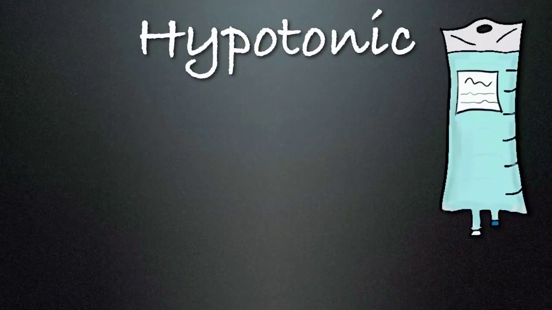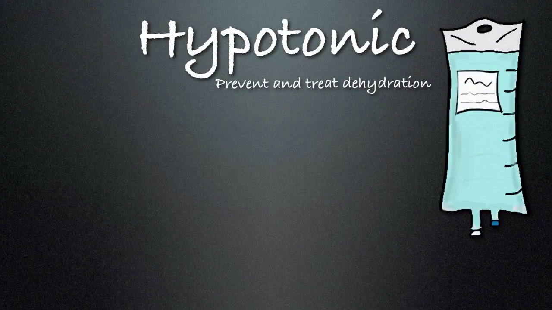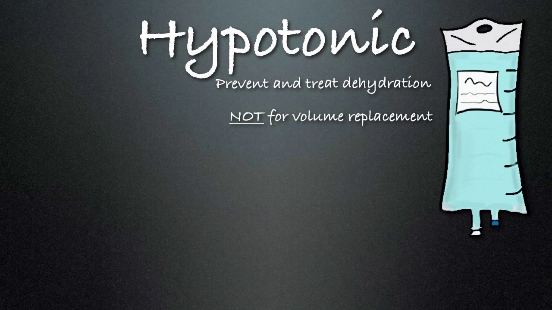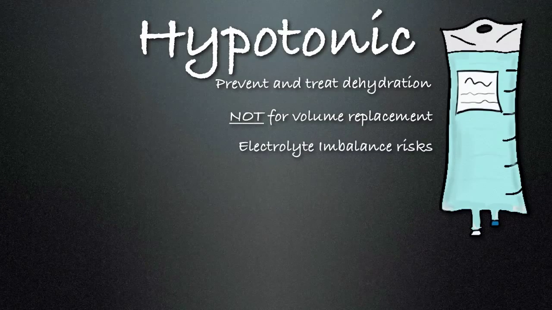Hypotonic solutions are primarily used to prevent and treat dehydration. They should never be used for volume replacement, such as in a patient who has hemorrhaged, because of all the risks we just looked at and the fact that they would actually decrease the intravascular volume, not increase it. They may also cause electrolyte imbalance within the body, the most common being hyponatremia or low sodium. Sodium deficiency, if extreme enough, may lead to things like brain damage and death.